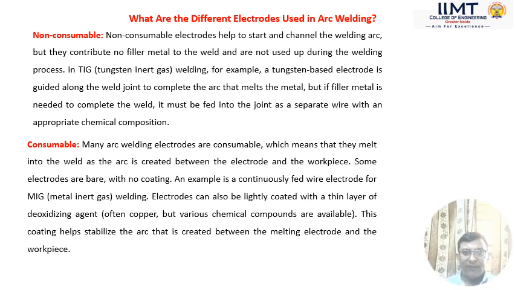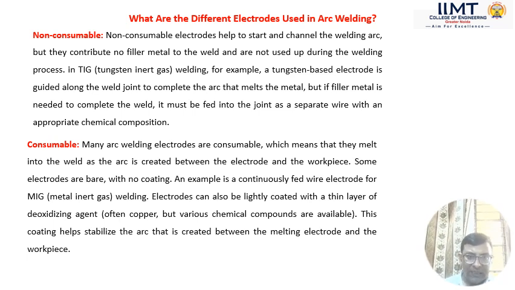What are the differences between the electrodes used in arc welding? Now we will discuss the different types of electrodes we use in arc welding. First is the non-consumable electrode. Second is the consumable electrode. First, the non-consumable electrode.